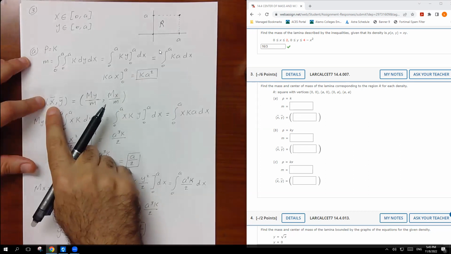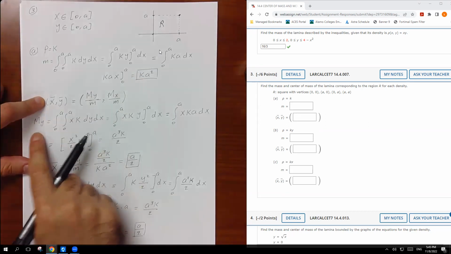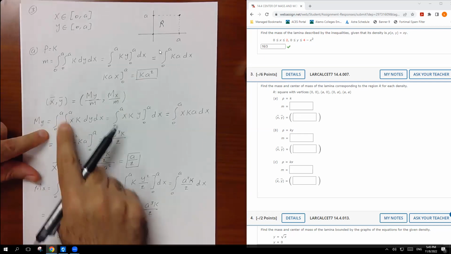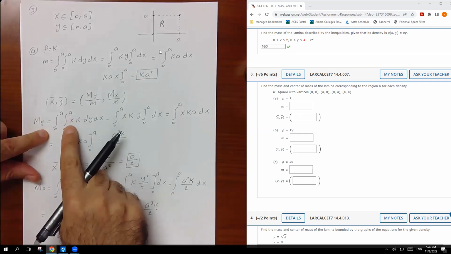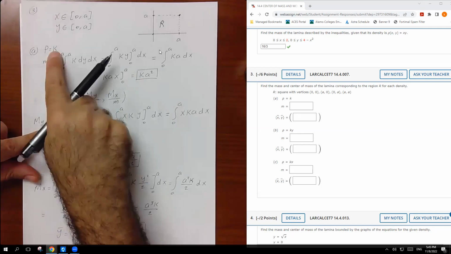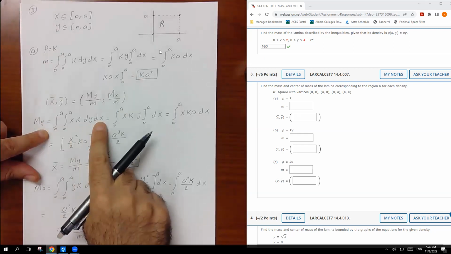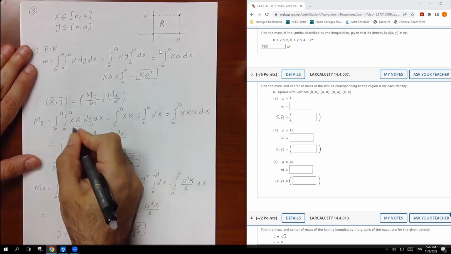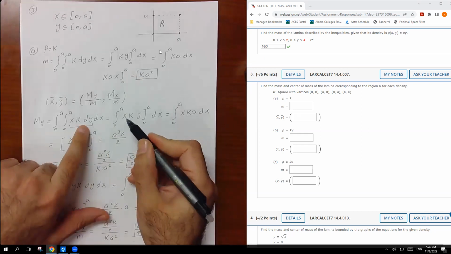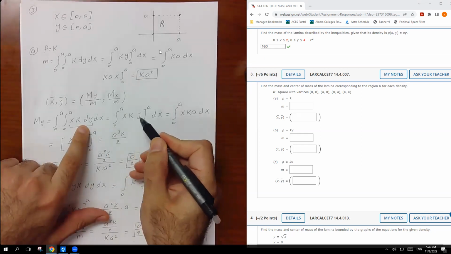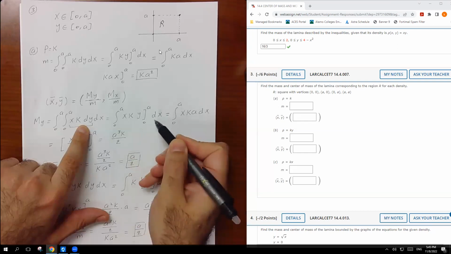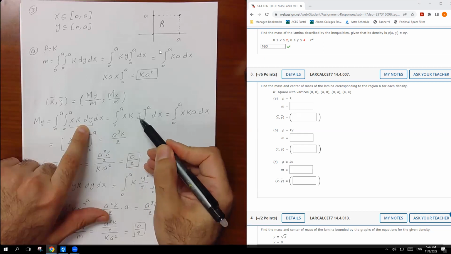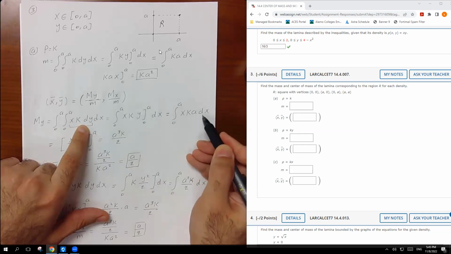Now x-bar and y-bar. First of all, we need to find the M_y. M_y is going to be the integral from 0 to a, from 0 to a, of x times k, dy dx. The first thing, I'm going to find the integral with respect to y. So it's going to be xk y from 0 to a with respect to dx. Plug in the a, so it's going to be xk with a dx.